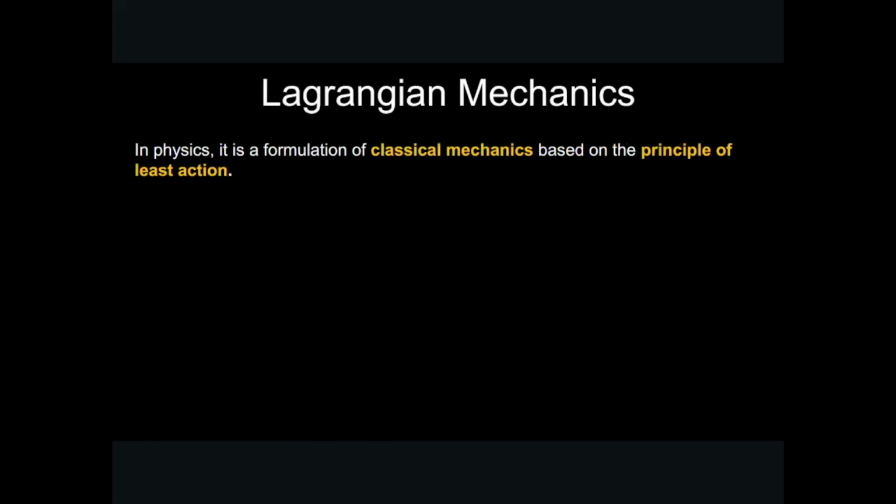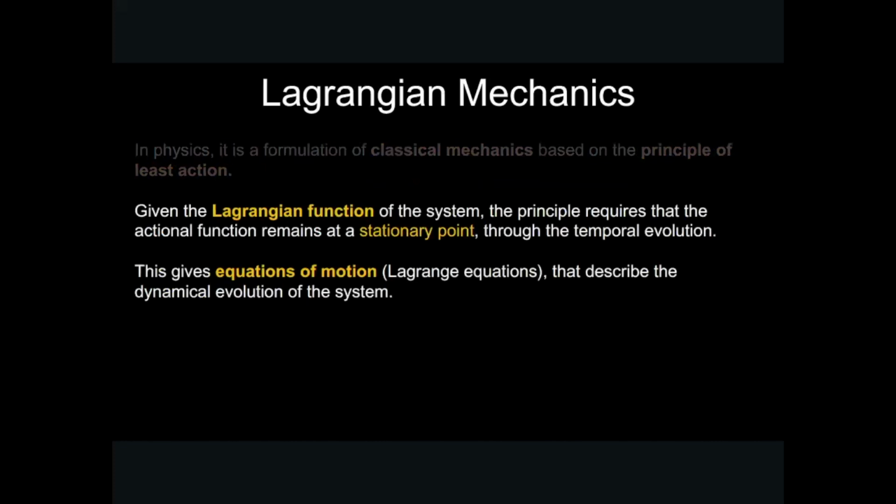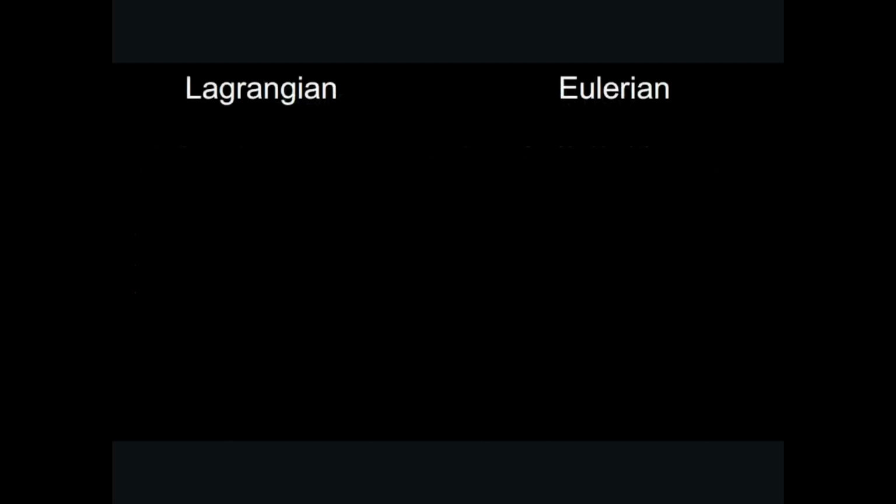In physics, there is a formulation of classical mechanics that is based on the principle of least action. Once you have a Lagrangian function that describes your system, this principle requires that the temporal evolution occurs at the stationary points of the so-called action functional. This gives you the Lagrange equations, which are the equations of motion describing the evolution of your system. And typically, the Lagrangian approach is compared to the Eulerian one.